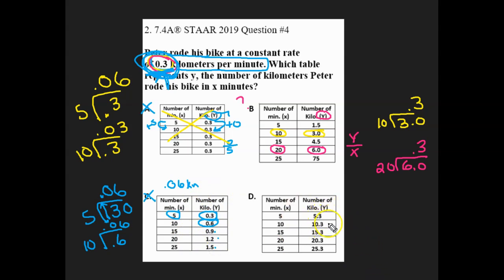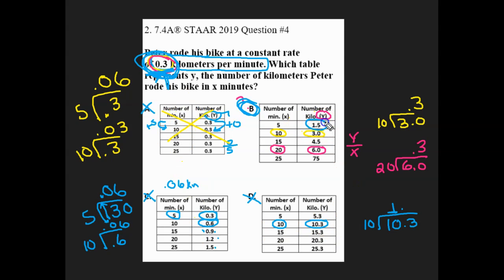Let's try this one. Maybe an easy one would be divided by 10. So let's try that. 10.3 divided by 10 is 1. Well, that's not 1. It's 0.3. So right away we know there's a 1 there. It's not going to be D. So we know it has to be B by the process of elimination. We eliminated A, C, and D.